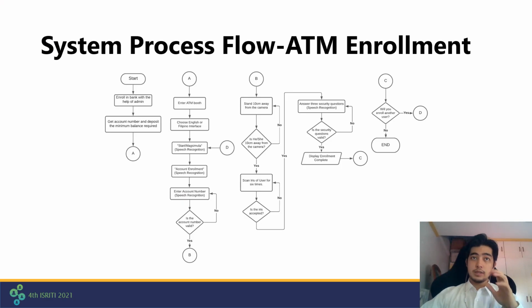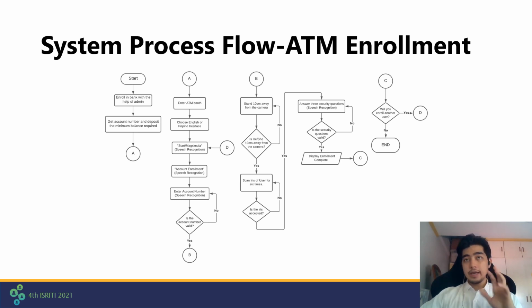Now, for the system process flow, for the ATM enrollment phase, it starts when the user enrolls in the bank with the help of the admin. After they have enrolled in the bank, they'll be getting their account number and will be asked to deposit a minimum balance. After going through that process, they'll proceed to enter the ATM booth for the enrollment of iris and security questions.